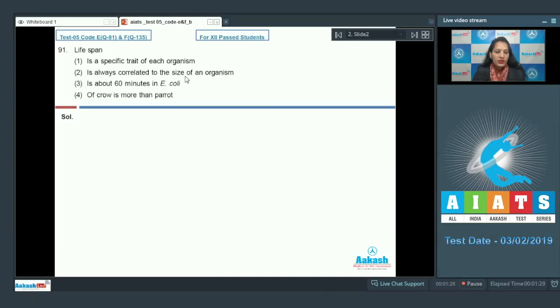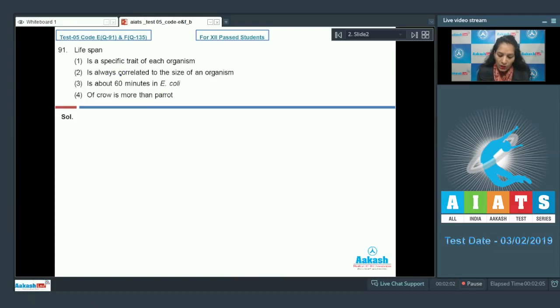The very first question in the botany section is question number 91. Question number 91 says that lifespan, first option, is a specific trait of each organism. Second, is always correlated to the size of an organism. Third, is about 60 minutes in E. coli. Fourth, of crow is more than parrot. So in this particular question, you have to choose the correct option regarding the lifespan.